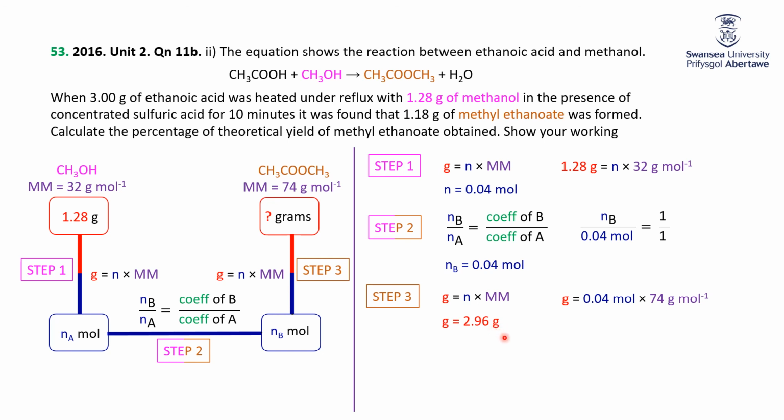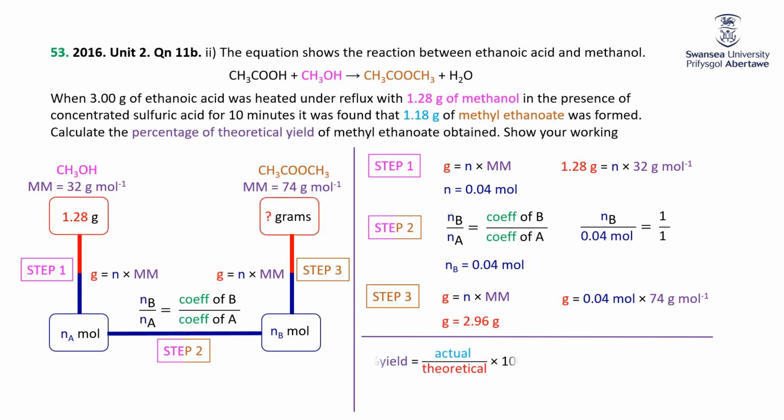Now at this stage we say, well, which one of these is the limiting reactant? Which is the one that determines the theoretical yield? And the answer is, of course, that the 3 grams of ethanoic acid was enough to give us 3.7 grams of the methyl ethanoate, whereas the methanol was only enough to give us 2.96 grams of the methyl ethanoate. Thus, the methanol is the limiting reactant.